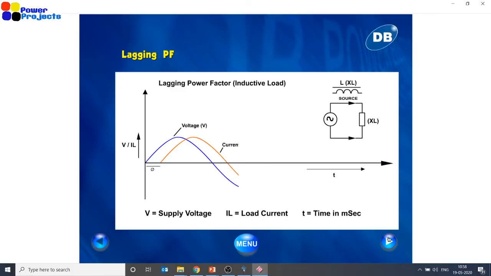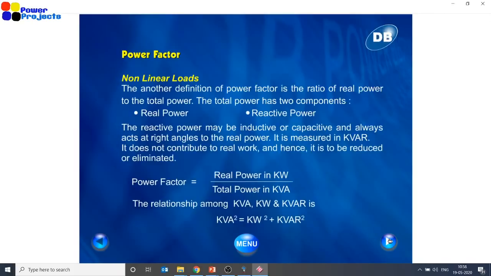So it means the power factor is again 0, but it is zero lag, right? But for non-linear loads, it's something different. Means, what to say, for non-linear loads the same definition cannot be applied.